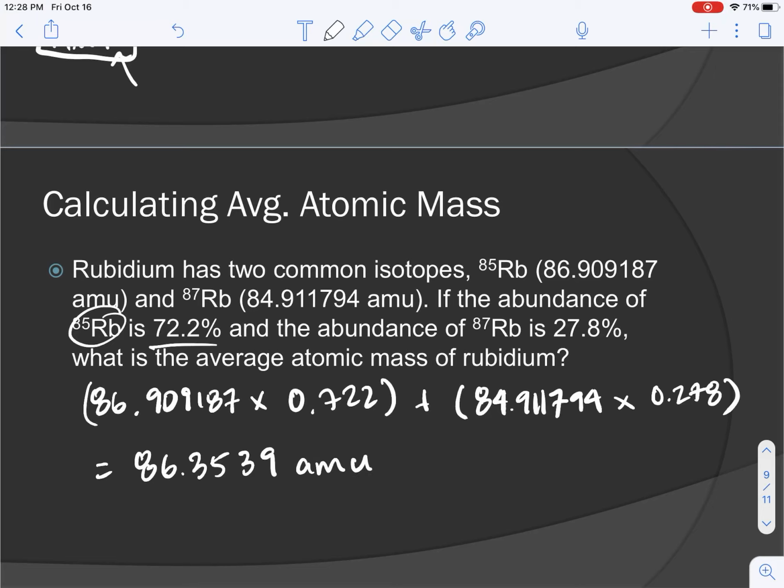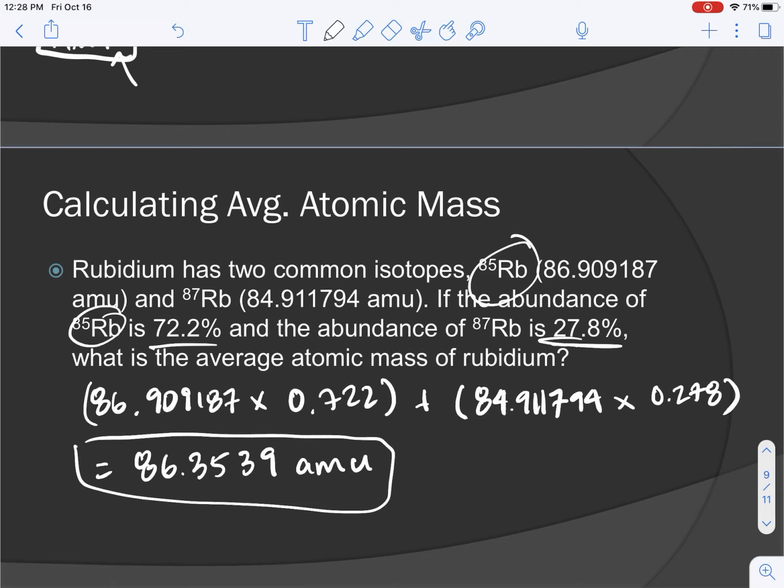Now, does that number make sense? Yeah, it makes sense because it's pretty close to rubidium 85, which is the 72.2%. But it is a little bit less than that, because rubidium 87 has a lower AMU, so it should drag that number down a little bit, and it does. But it's certainly much closer to rubidium 85 than to rubidium 87, because rubidium 85 has the 72.2%. It's like if my class was 90% tests and 10% homework, and you got an A on all the tests and an F on all the homework, your grade would still be pretty close to an A, because the 10% you got F's on would carry a lot less weight, and that's what they're doing.